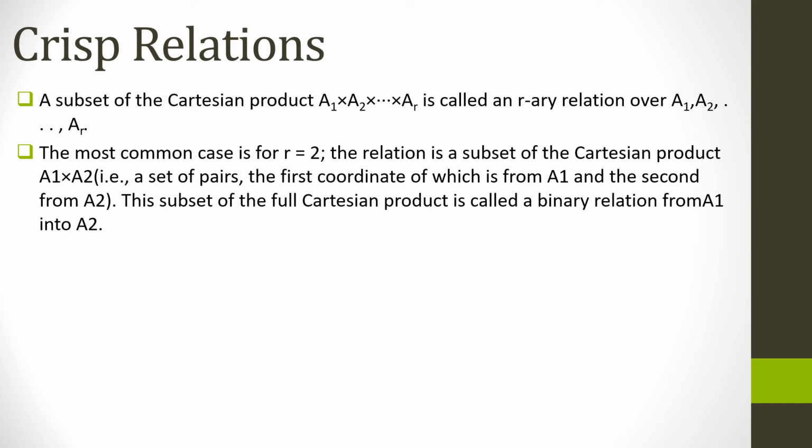A subset of the Cartesian product A1 cross A2 cross ... AR is called an R-array relation. The most common case is R equal to 2. The relation is a subset of the Cartesian product A1 cross A2, that is, a set of pairs, the first coordinate from the first set and the second coordinate from the second set. This subset of the full Cartesian product is called a binary relation from A1 to A2.